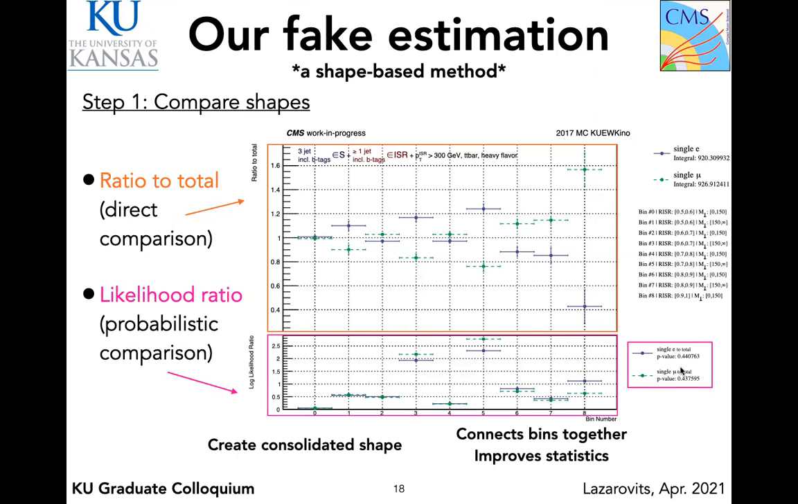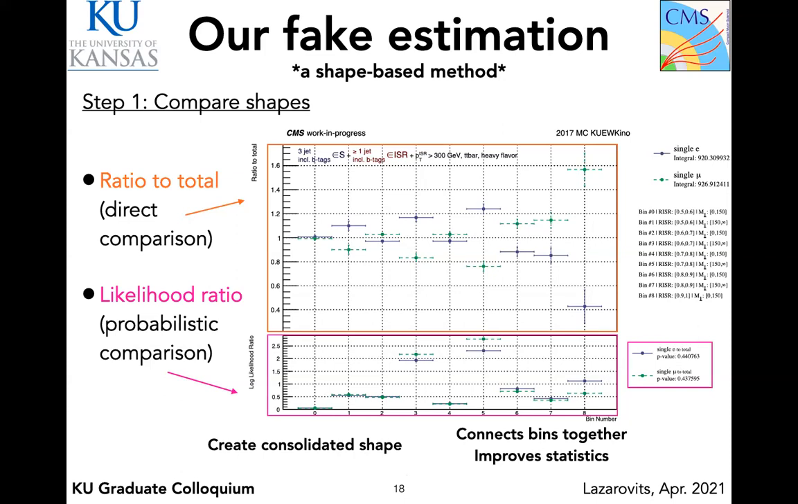And once we've compared two different shapes, if they are in good agreement, as you can see here, we can create a consolidated shape from them, which just means we add them together. What we want to do with this consolidated shape is connect the bins together, which is like we said we wanted to do earlier. We wanted to make sure that we get that crosstalk between bins because that's how we expect they would behave. And it also will improve our statistics.